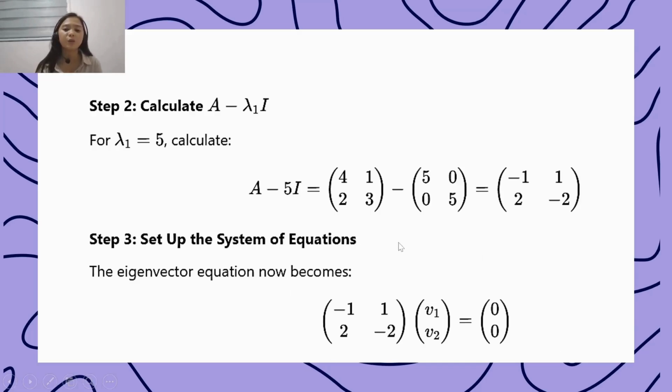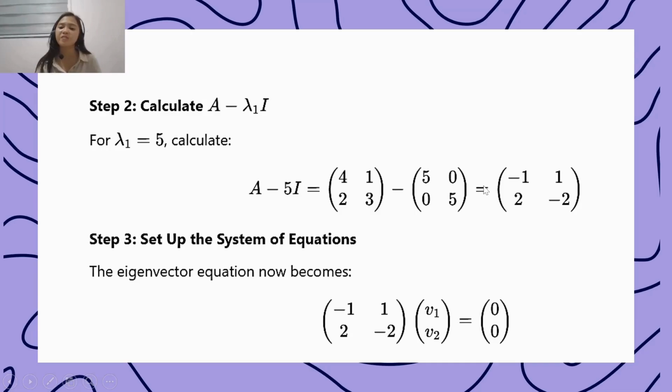So now we will calculate. Let us substitute our lambda sub 1 into our equation. Our lambda sub 1 is 5, so we will replace it by 5. So our equation is the square matrix minus 5 times the identity matrix. Our given matrix is 4, 1, 2, and 3, minus the identity matrix times 5, so that is 5, 0, 0, and 5.